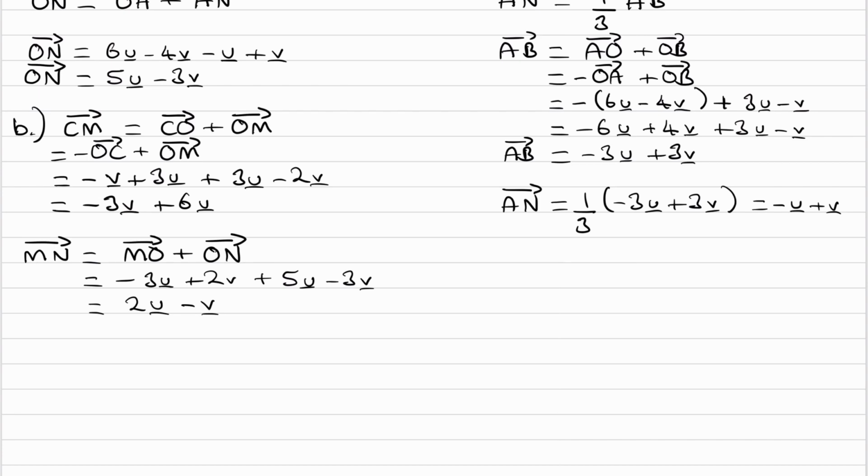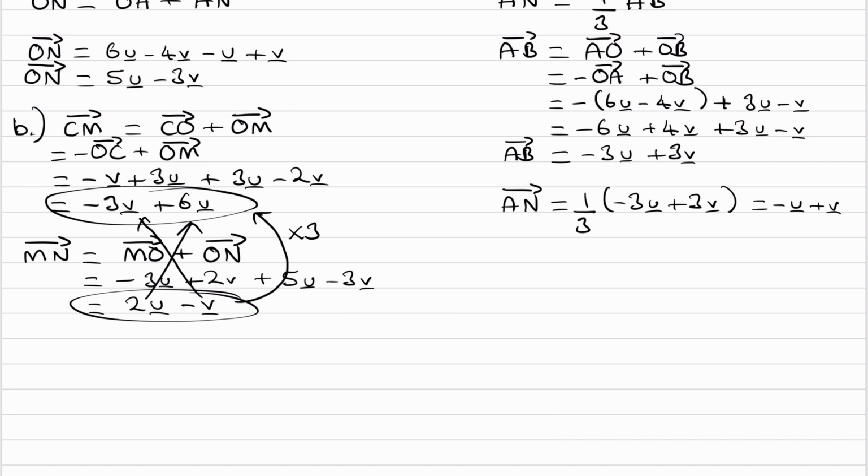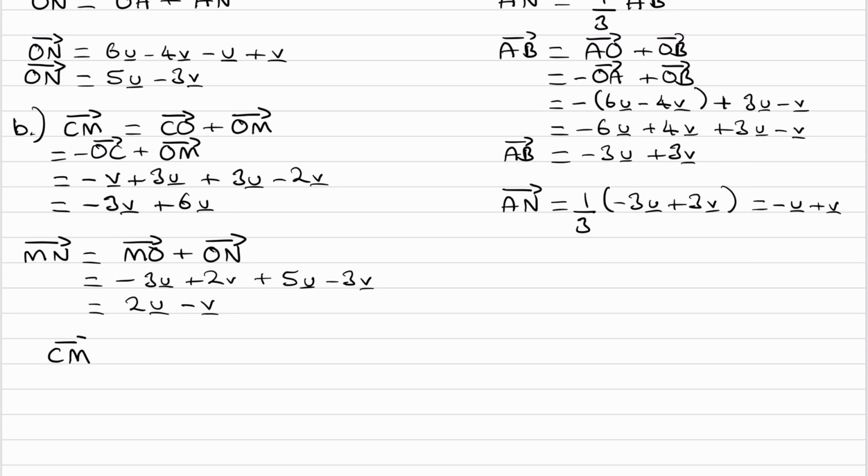And if we look at these two vectors, CM and MN, we can see that if we multiply MN by 3, we end up with CM. So 2 times 3 changes the 2u into 6u, minus v times 3 gives you minus 3v. So we can say, as CM is equal to 3 lots of MN, that means that CM is parallel to MN, and as they share a point in common, the 3 points C, M, and N must be collinear.